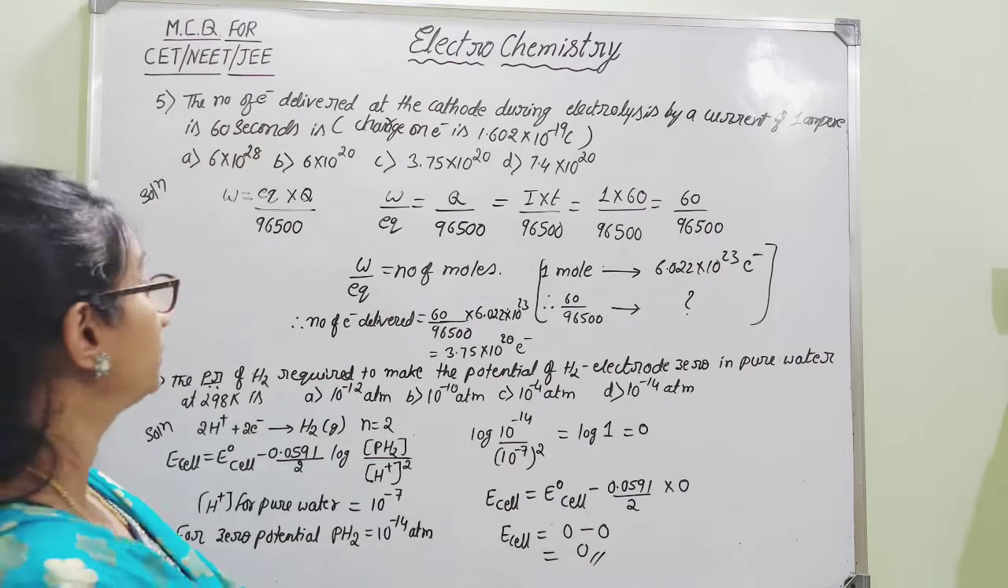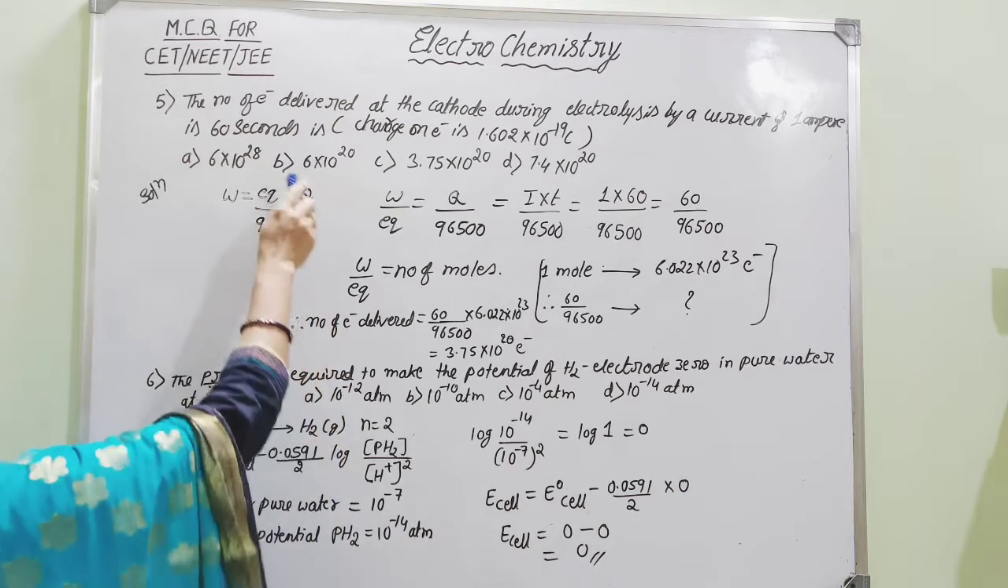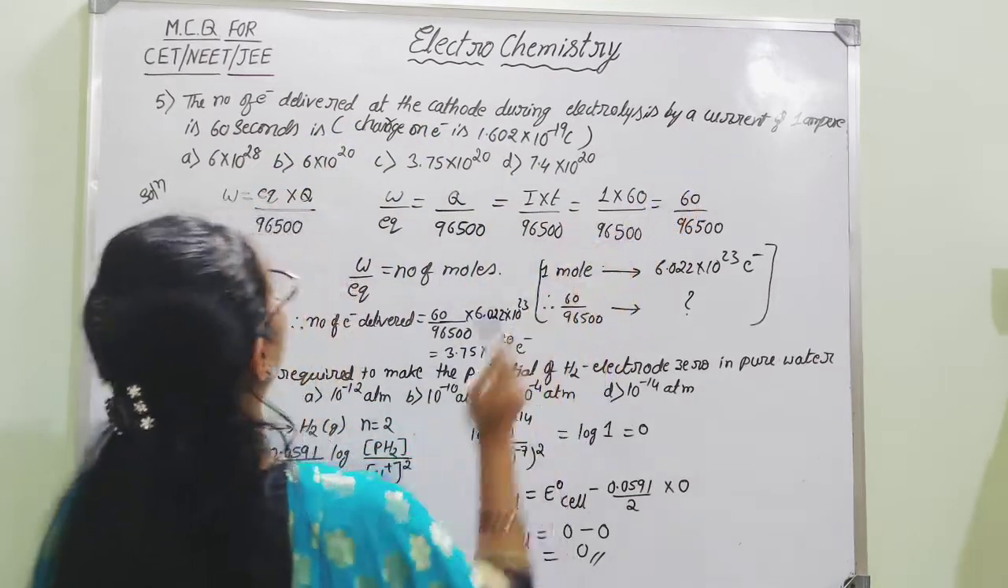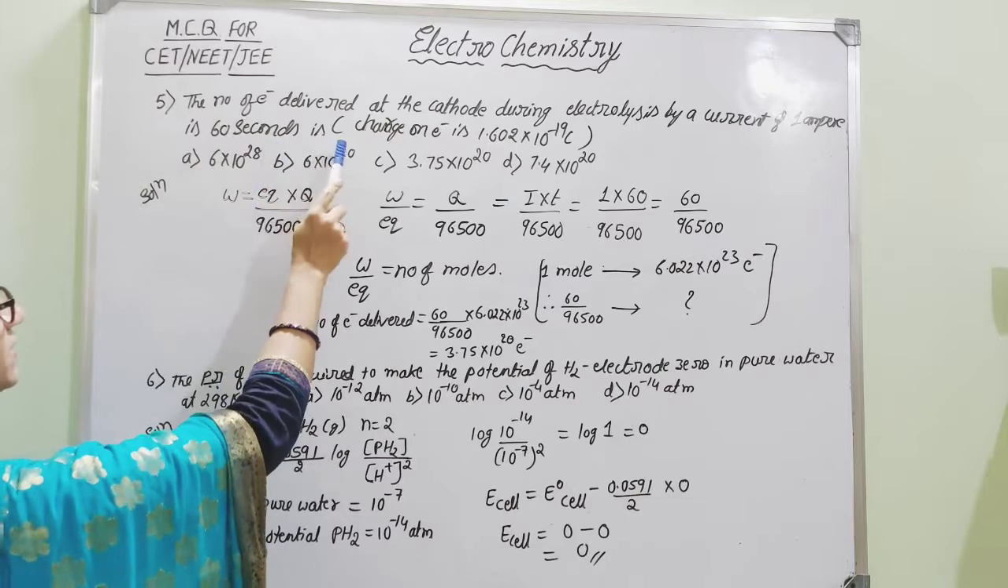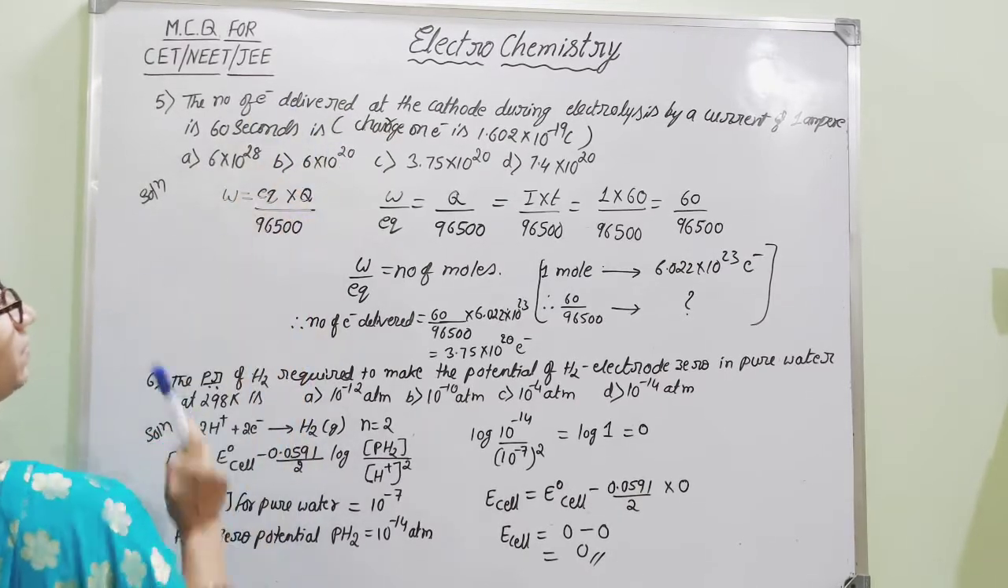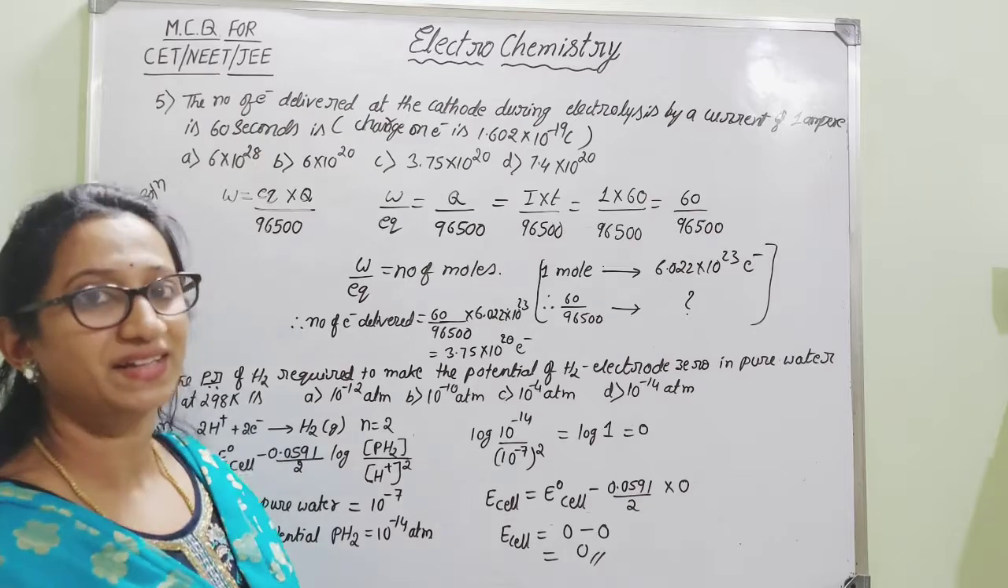We can move on to the fifth question. The number of electrons delivered at the cathode during electrolysis by a current of 1 ampere in 60 seconds is... It is asking for the number of electrons, so it is related to Faraday's law.